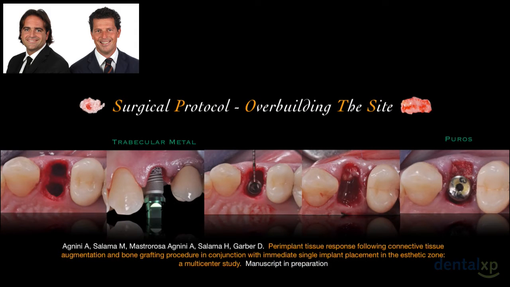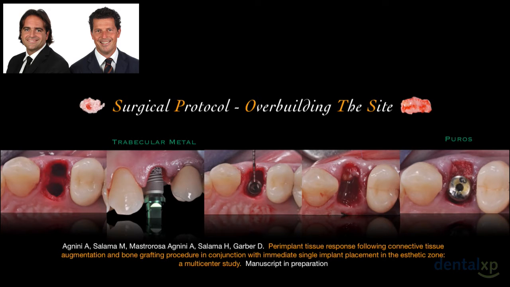literature, together with Maurice and Henry and David Garber, we decided to start collecting data on this surgical protocol that we define as the overbuilding of the site. After an atraumatic extraction of the tooth and a correct placement of the implant, in this case a trabecular metal implant, of course the position of the implant is important. It has to be placed in the correct three dimensions of the socket, not only mesiodistally but also apicocoronally and buccolingually. And of course, as the picture in the middle shows, we have a gap to manage.